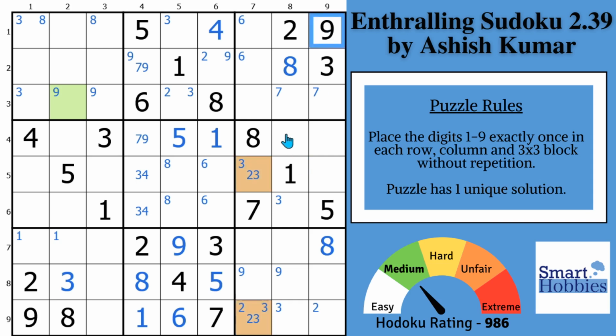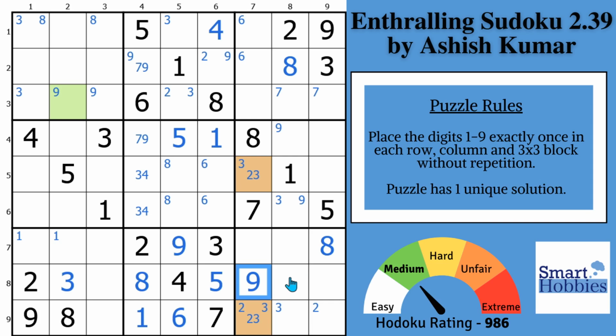Because of this 9, now the 9s are limited to these 2 cells in block 6, and they're a pointing pair. Since they're a pointing pair, 9s cannot be here anymore. If you put a 9 there, there's no place to put a 9 in block 6. We can eliminate that 9, and you can make a solve for 9 right there.